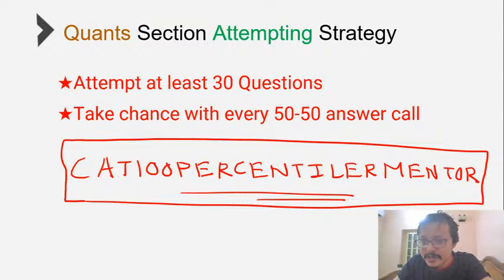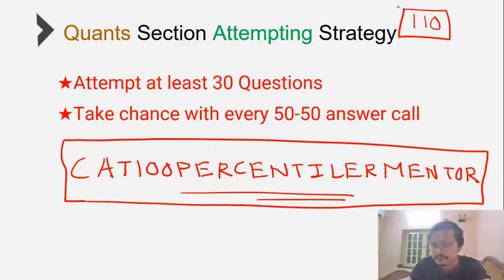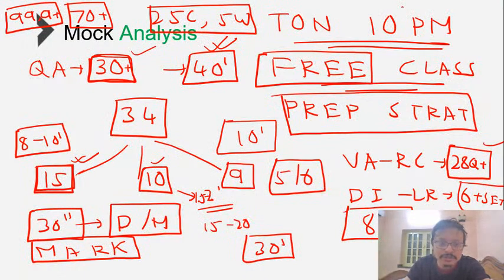Because overall marks to get 95 percentile, normally it would be around 130, 140. But this year I would say even 110 should be fine. 110 should be more than enough for 95. But what is important is in quants to attempt these 30 questions, make sure you are looking at these 15 questions which can be solved very, very quickly.